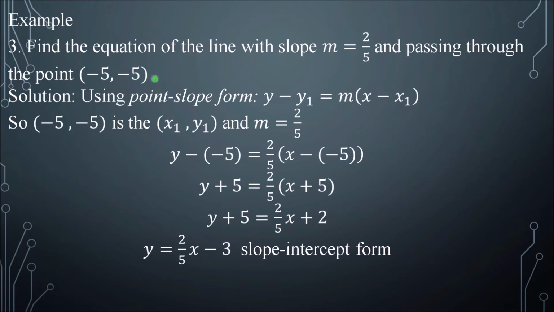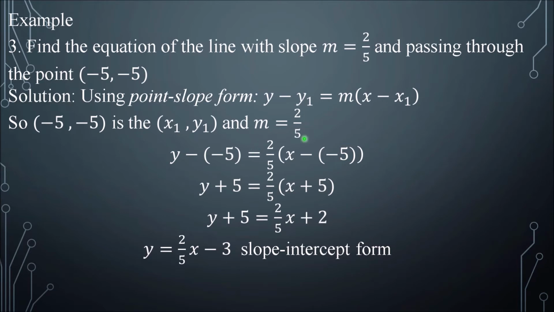Number 3, find the equation of the line with slope m equal to 2/5 and passing through the point (negative 5, negative 5). So as you can see here, the given are a slope and a point. So we will use the point-slope form. This is the point-slope form, wherein m here is the slope and the point is (x sub 1, y sub 1). So x sub 1 is negative 5, y sub 1 is also negative 5. Slope is equal to 2/5.